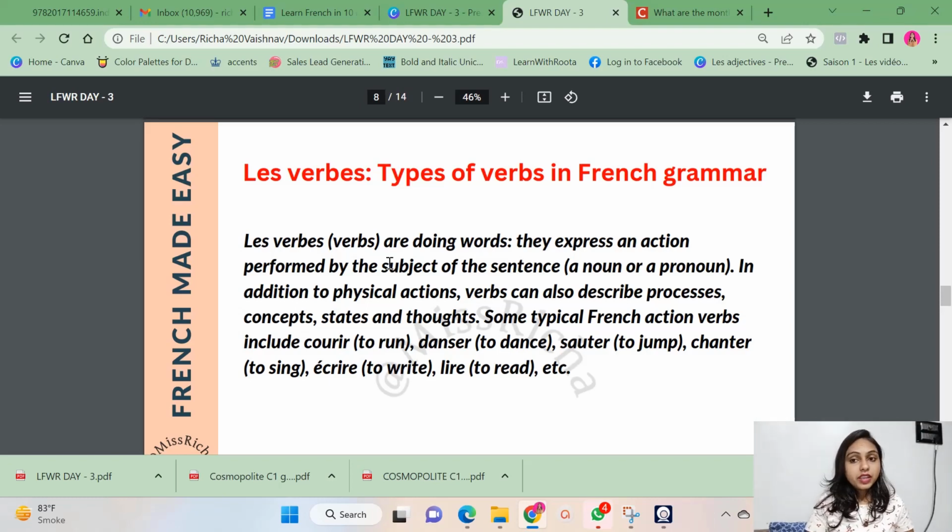Alright, the reason I'm saying this is because there are a lot of students who come to me to learn French, and they are always puzzled. Okay, adjective, adverb, verb, noun, what is all this? So just have your concepts clear before we start. They express an action performed by the subject of the sentence, a noun or a pronoun. In addition to physical activities, verbs can also describe processes. Like teaching is a process, thinking is also a process. This is not a physical activity, right? But still they are actions that we are performing.